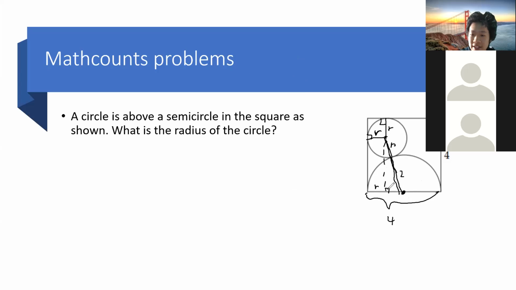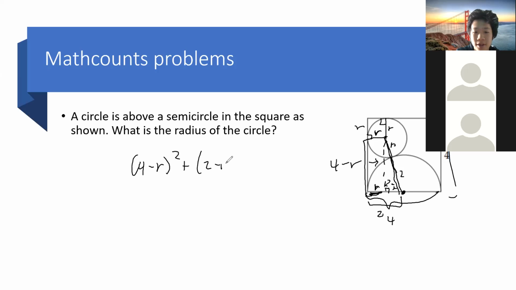So now we've got to find the legs of the triangle, right? So then we can make an equation to solve for r. Well, since this is r right here, and this is 2, because it's the radius of the semicircle, this is 2 minus r. Right here, one leg. The other leg, well, the side length is 4. This is r. So this length is going to be 4 minus r, which is the other leg of the right triangle. So we've got (4 minus r) squared plus (2 minus r) squared equals (2 plus r) squared by the Pythagorean theorem. Now we've got an equation. We can solve for r.